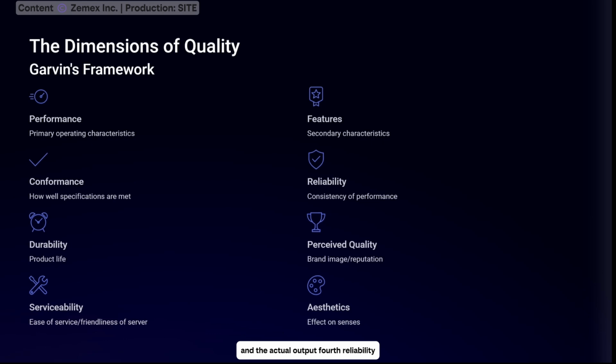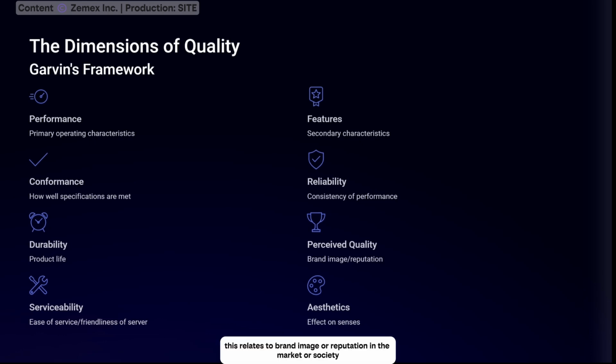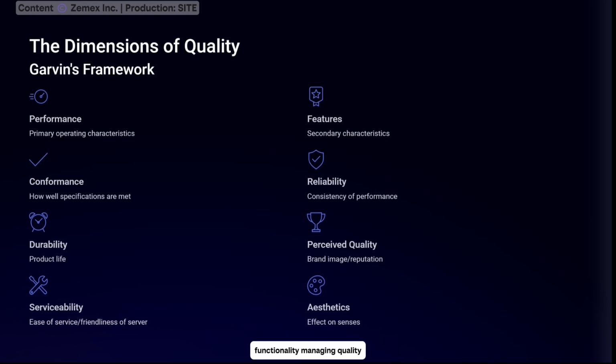actual output. Fourth, reliability. This refers to the consistency of performance over time. Fifth, durability, which determines the product's lifespan. Sixth, perceived quality. This relates to brand image or reputation in the market or society. Seventh, serviceability. This concerns how easily customers can receive service when needed and the level of friendliness during service delivery. Eighth, aesthetics. This refers to the sensory aspects that add value beyond basic functionality. Managing quality starts with understanding these different dimensions of quality.